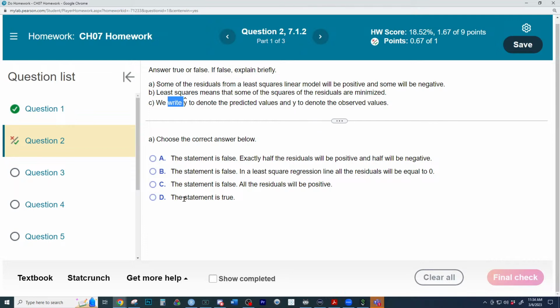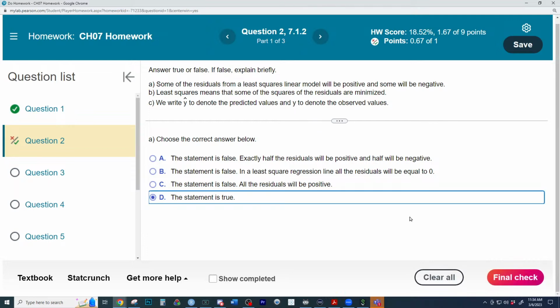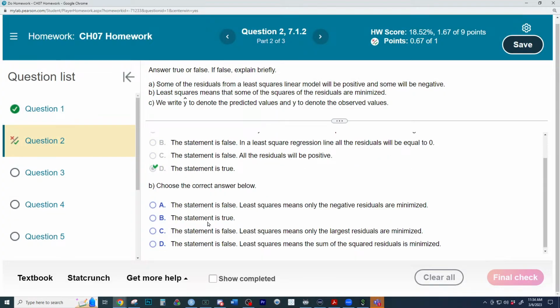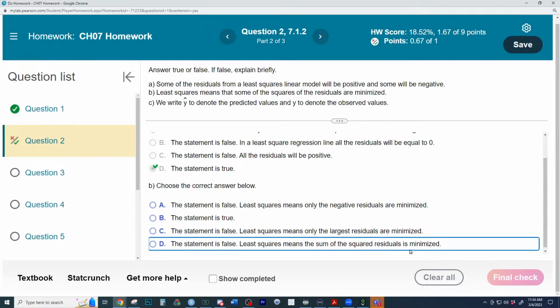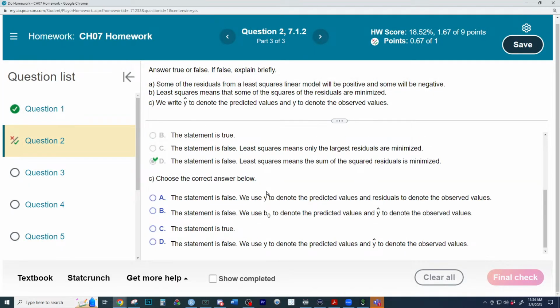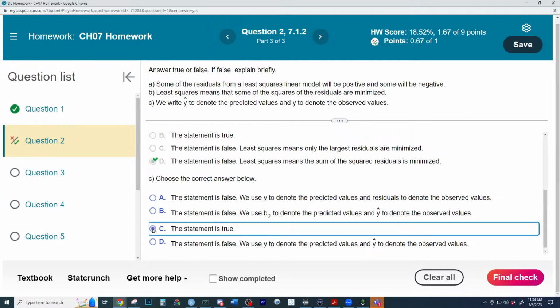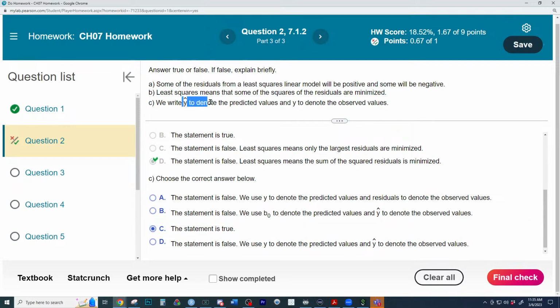So some of the residuals will be positive and some will be negative. That is true. Least squares means the sum of the squares of the residuals is minimized. That's true right there. And you need to know this notation. Y hat is the predicted. Yeah, that was D.